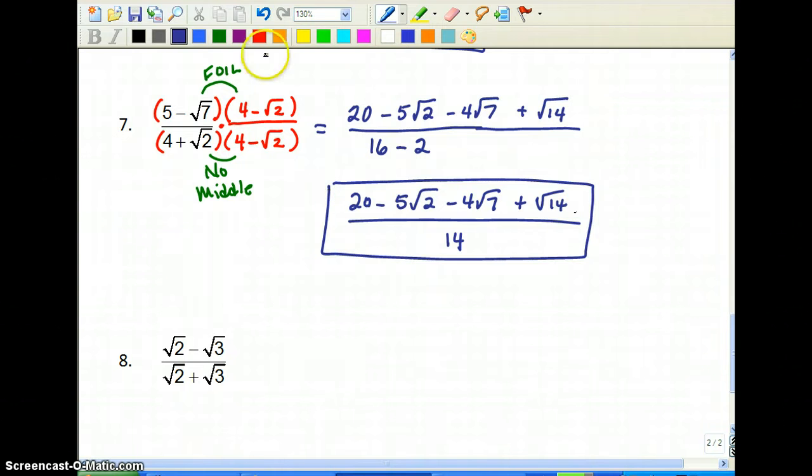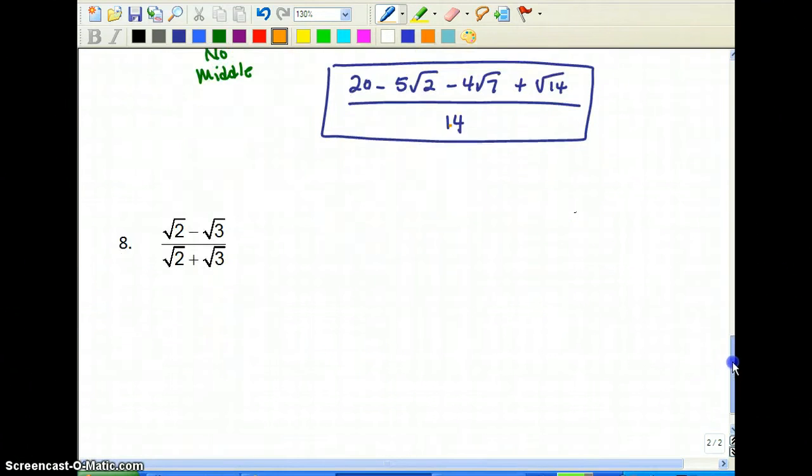Common mistakes. People think they can cancel these 14s. No. First of all, this is a radical and this is a number, and you can never cancel with a radical and a number. Some people are like, well, can't you cancel the 20 and the 14? You can divide them both by 2. No, you need to remember there's 1, 2, 3, 4, 5 spots in this problem. If you can't cancel 2 in all of these spots, then you can't cancel it in any of the spots. So kind of need to remember that rule.